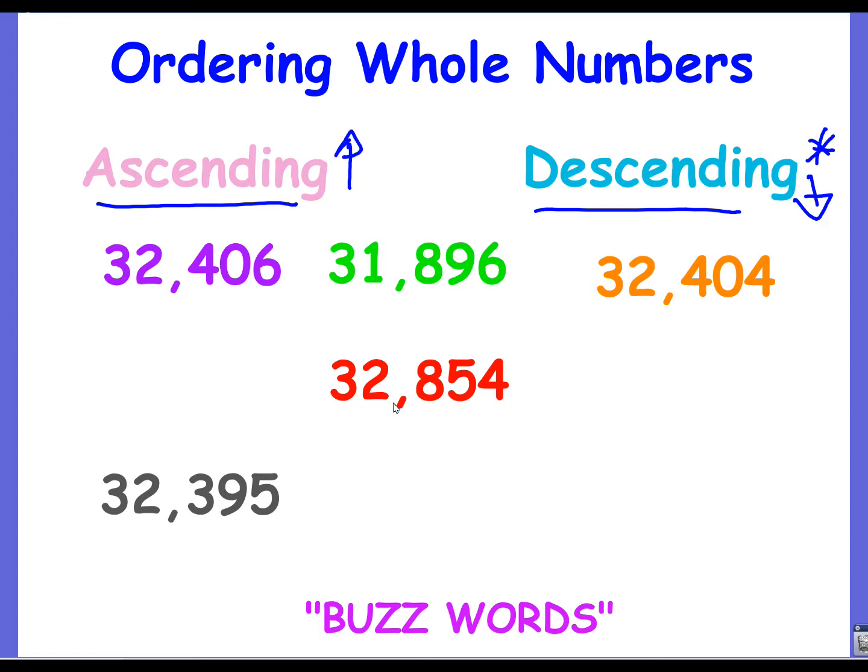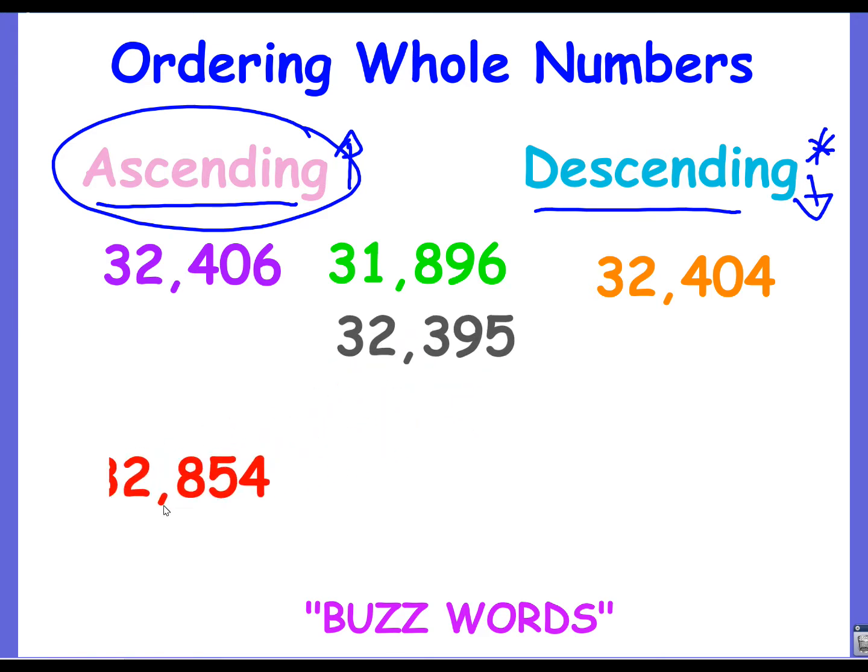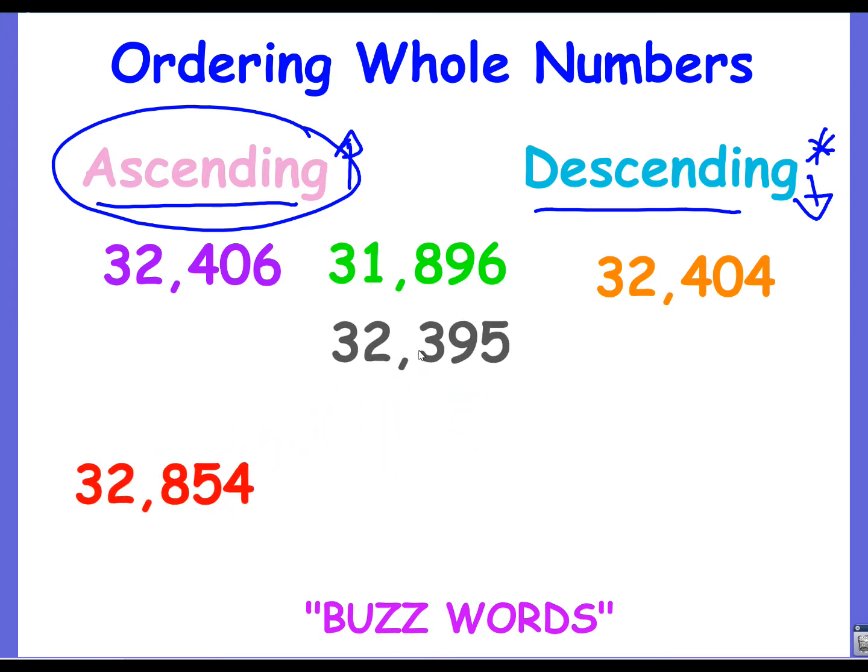So don't forget, we're arranging these in ascending order. So we want the order to go up. So we've started with the smallest. So the next smallest, they've all got 32,000. Now we need to look at the hundreds. And the smallest hundred we've got is 32,300. So that's the next number.